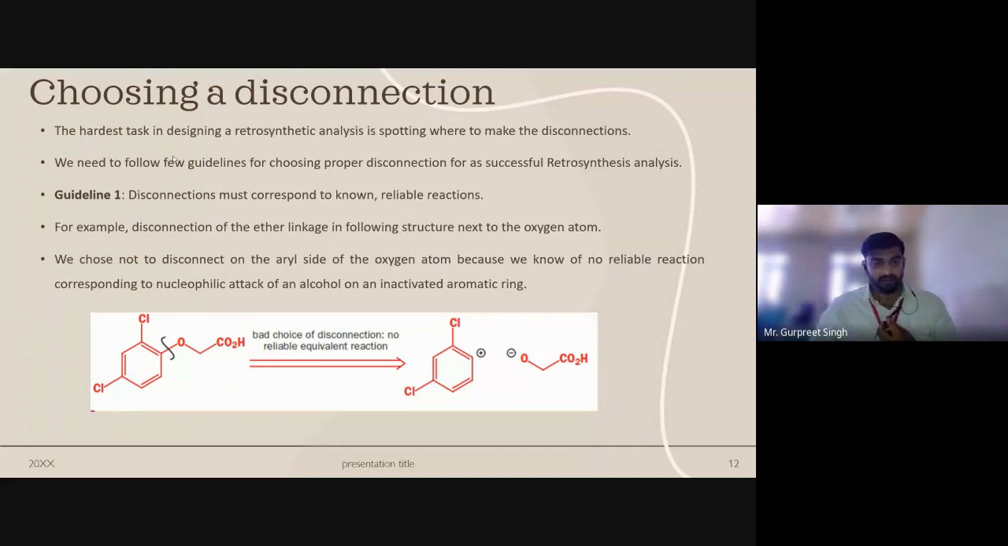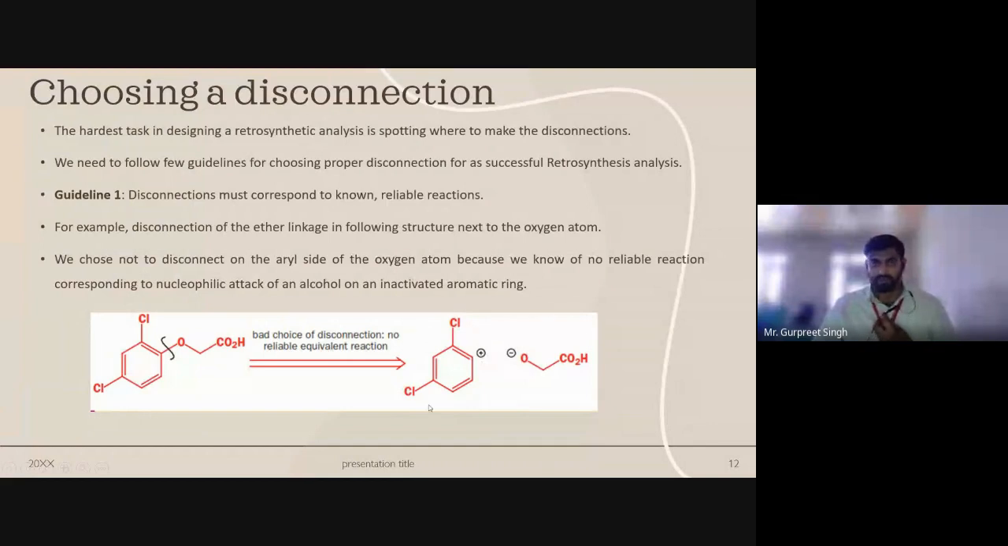Like you can see in this, we have broken this C-O ether linkage, and we have ended up with dichlorophenoxide ion and this acid ion. Then how will you make them? How will they end up with the final product? So this is a bad disconnection.